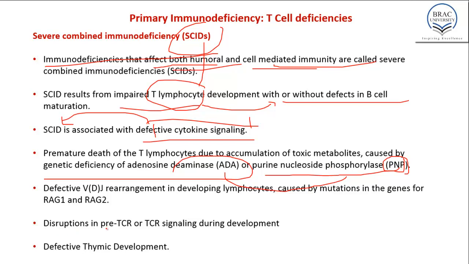Disruption in pre-TCR, that is T cell receptor or TCR signaling, during development can also lead to SCIDs. Defective thymus development can also result in deficiencies of T cells, which ultimately can cause severe combined immunodeficiency. Why is it called severe combined immunodeficiency? Because this disease can affect both humoral and cell-mediated immunity in our body.